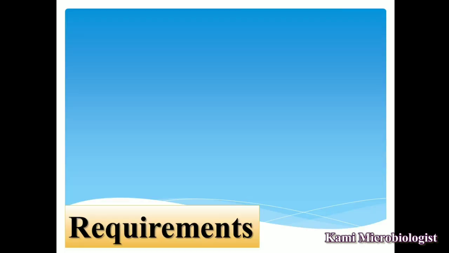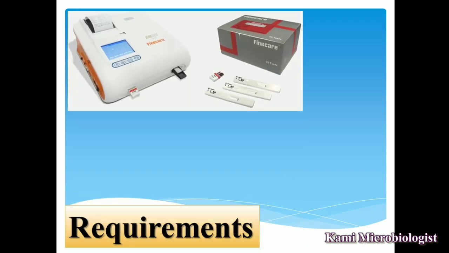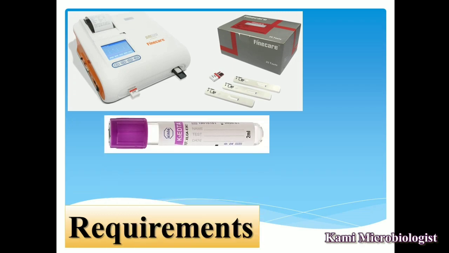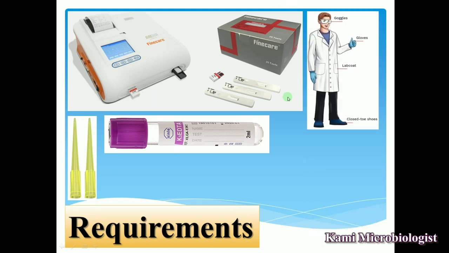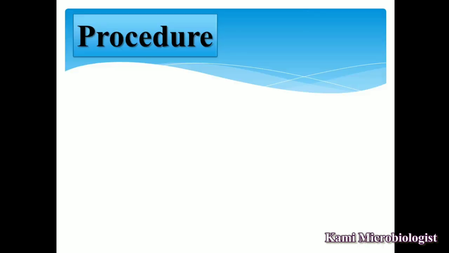Now let's see the requirements. In this test we need a Finecare machine. This is the FIA machine, meaning fluorescence immunoassay machine. You need any type of fluorescence immunoassay machine for this test. So we need a Finecare machine with the strip. As you can see, this machine contains the strip and this is the chip. Then you need blood in the EDTA tube. After that you need the yellow tip, personal protective equipment, a white tip, and a pipette. Let's see the procedure.